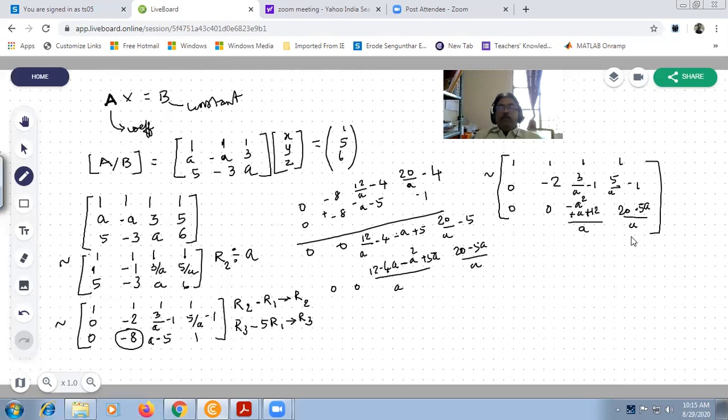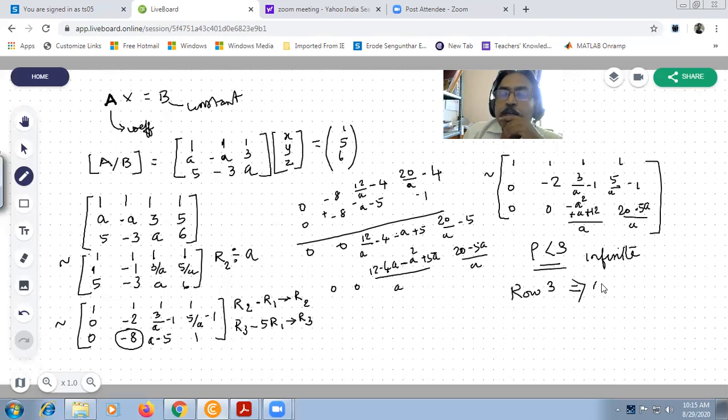So for infinite number of solutions, the rank should be less than 3. This is a 3 variable system, so the rank should be less than 3 for infinite number of solutions. For that, the row 3 should be 0. Row 3 should be 0.